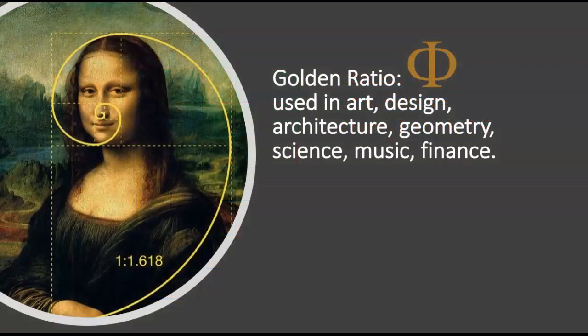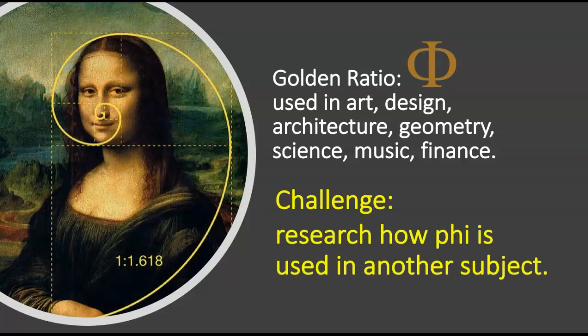That golden ratio is used in art, design, architecture, geometry, science, music, finance, and even programming. So here's a challenge for you. You can research how the golden ratio, or what we call phi, is used in another subject. So in addition to language arts, where we are using the Fibonacci sequence to write poetry, how Fibonacci's sequence and the golden ratio is applied to other fields, such as these, can be part of your research.